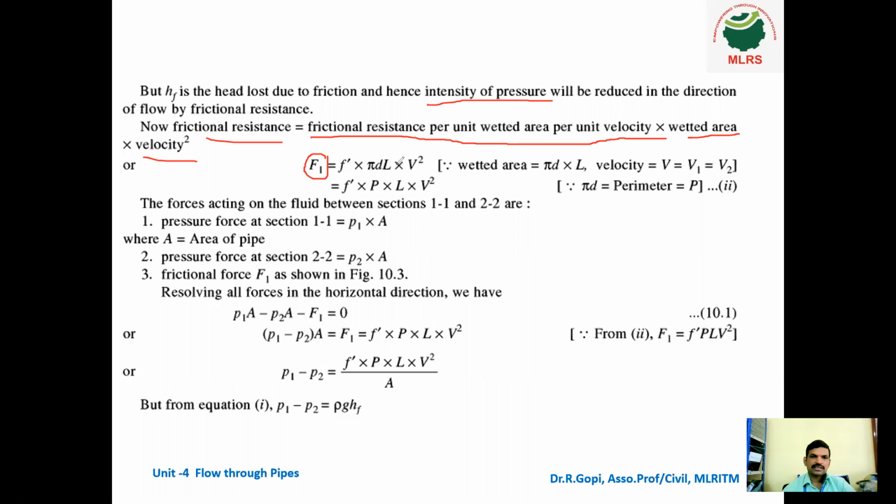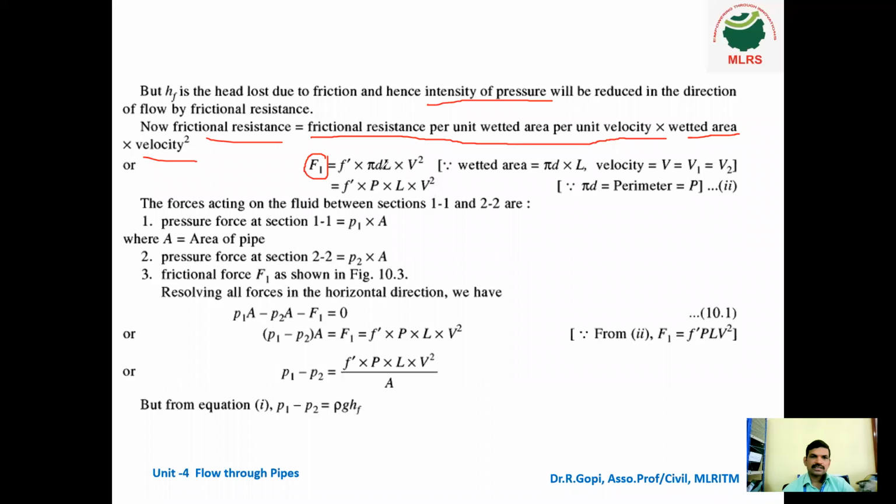Wetted area is πdL. So for a circular section, how to calculate the wetted area? Here πd is the circumference or perimeter, and the corresponding length is L. So we have taken section 1-1 and section 2-2. So π into d into L into velocity squared, where V is the velocity of water flowing in the pipe.